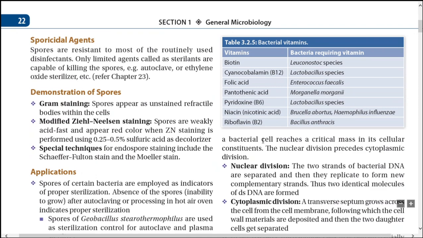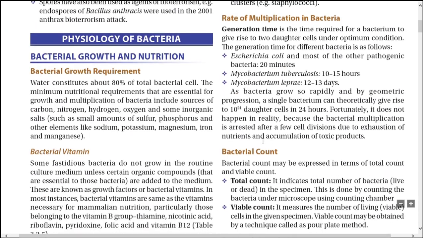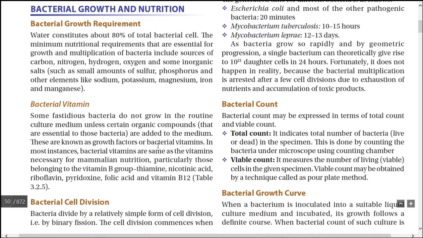Next, let us see about physiology of bacteria. Water is present in bacteria, about 80% of the total bacterial cell. The minimum nutritional requirements for bacteria include carbon, nitrogen, hydrogen, oxygen, and some inorganic salts like sulfur, phosphorus, and other elements like sodium, potassium, magnesium. These are inorganic salts.